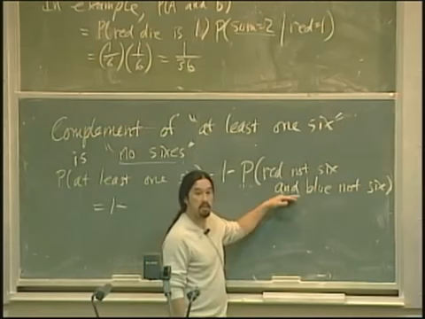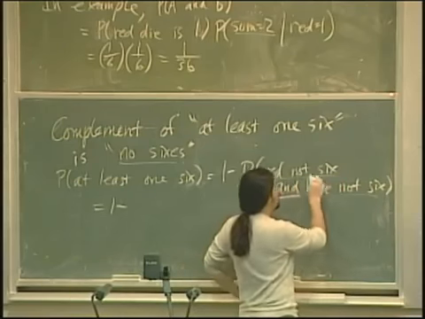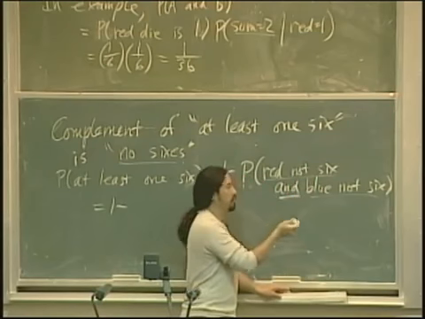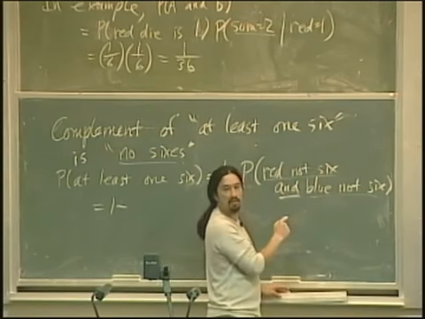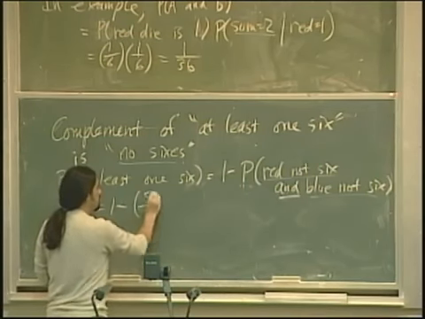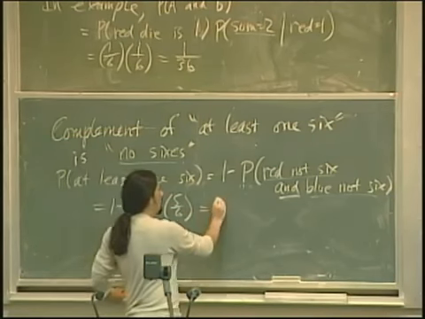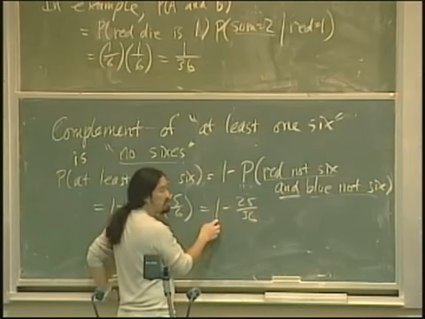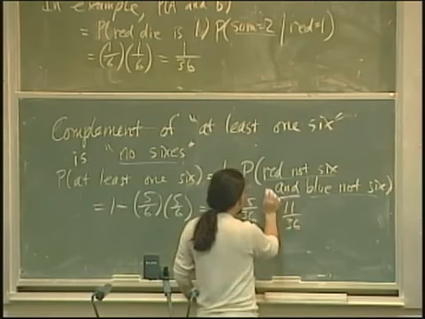So "and" suggests the multiplication rule. And these two events, red not 6 and blue not 6, are independent. Whatever happens with the red die does not affect the chance that the blue die is going to roll a 6. So this is going to be 1 minus red not 6 is 5/6, blue not 6, also 5/6. Multiply that out, that's 1 minus 25 over 36. So this is 36 over 36 minus 25 out of 36, which gives us, again, 11 out of 36.